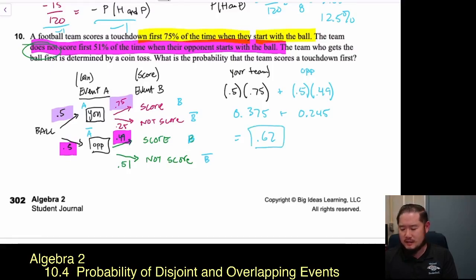So what does that tell us? In the end, 62% of the time, the team that gets the ball first ends up scoring. All right? Whether it's you or the opponent. There you go. We found some of the probabilities of disjoint and overlapping events.